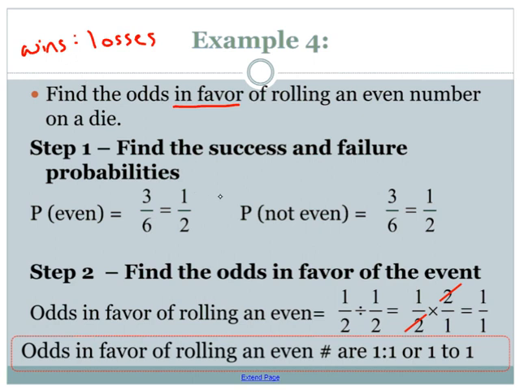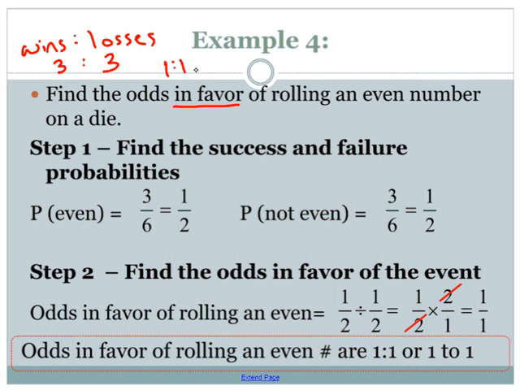Now, if we were doing this my way, where we were doing the counts instead of the probabilities, we would have 3 evens, and we would have 3 not evens. So if we have 3 evens and 3 not evens, well, a 3 can come out of both of those. Hopefully you see that easy enough. And that's where this comes down to just be 1 to 1. Okay, 1 to 1. This is what you might call even odds, as weird as that sounds. It means you're just as likely to win as you are to lose.